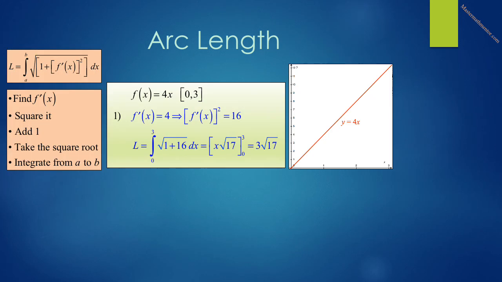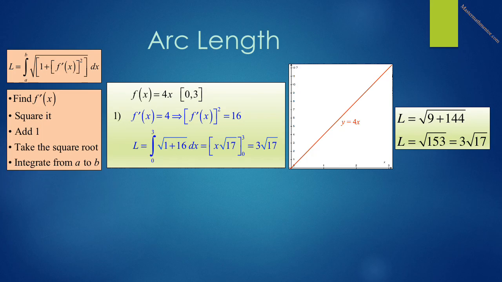So we have, in problem 1, f of x equals 4x on the interval 0 through 3. We see the graph, which is just a straight line. We first take f prime of x and get 4. We square it and we get 16. And we add 1 to it and then take the square root. So we are interested in the integral from 0 to 3 of the square root of 1 plus 16 dx, which is x root 17 evaluated from 0 to 3, which is 3 root 17.